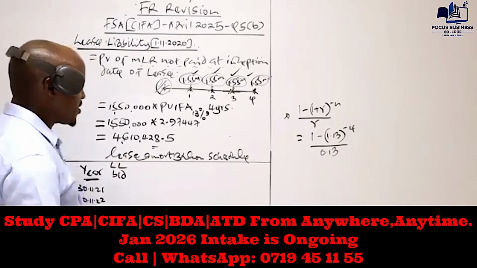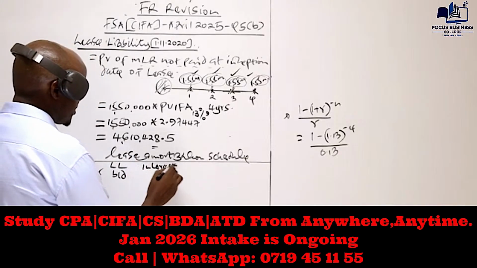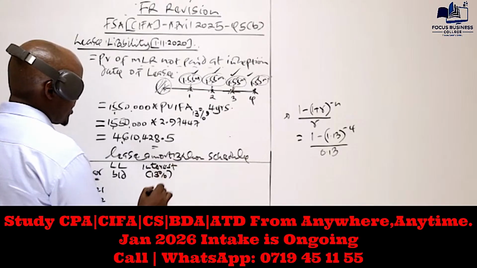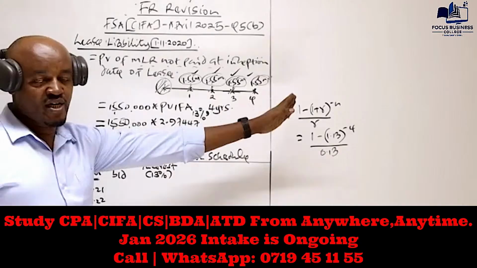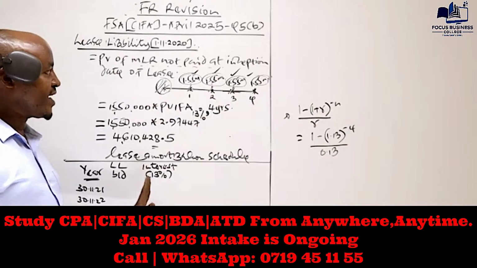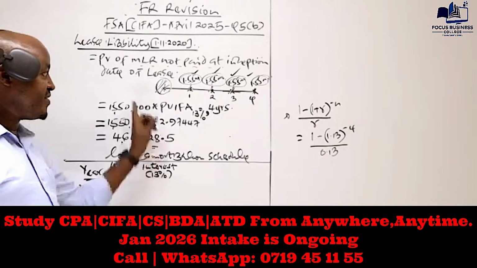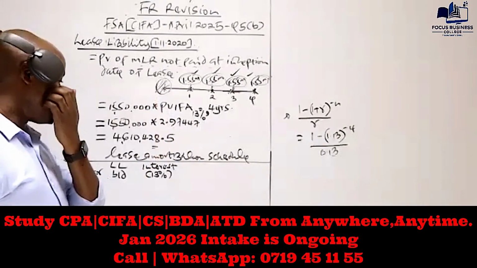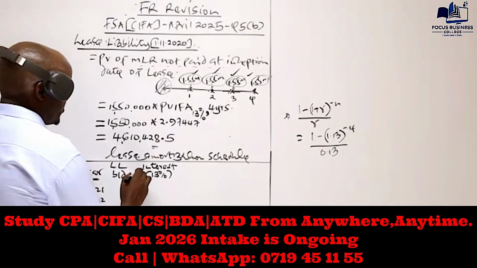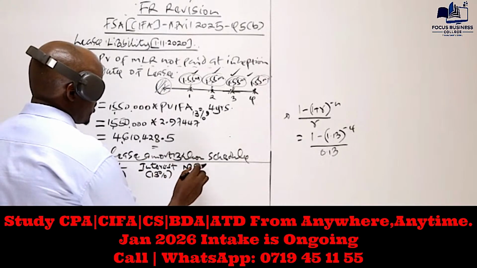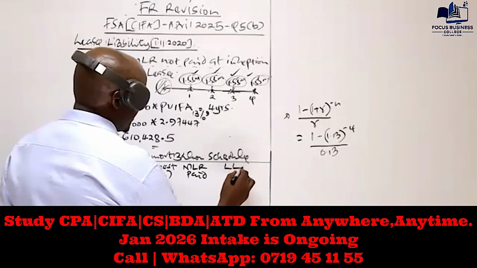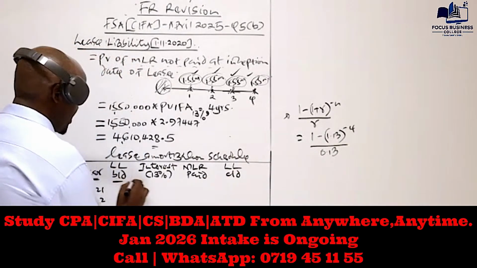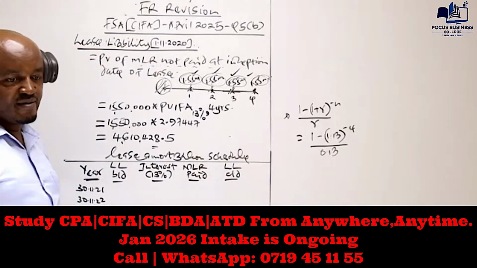The next column will actually be for the interest. And this one we computed at the rate of 13%. But remember, if these minimum lease rentals were payable in advance, after the lease liability, the next column should be for the cash paid, for the minimum lease rentals paid, if this one was payable at the start. But because it is payable at the end, the next column should be for the interest. The next column should be for the minimum lease rentals paid. And finally, we have the lease liability at the end of the year.